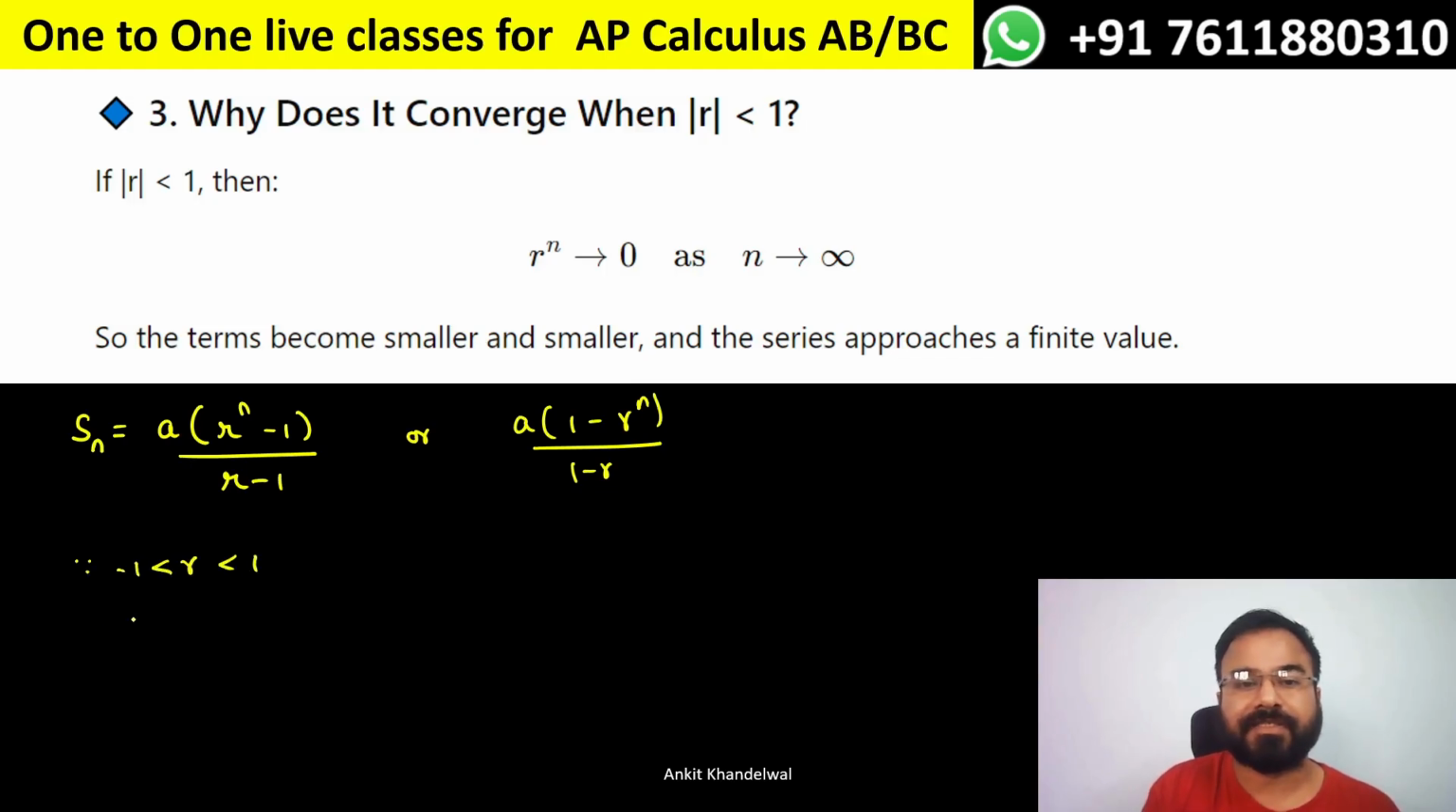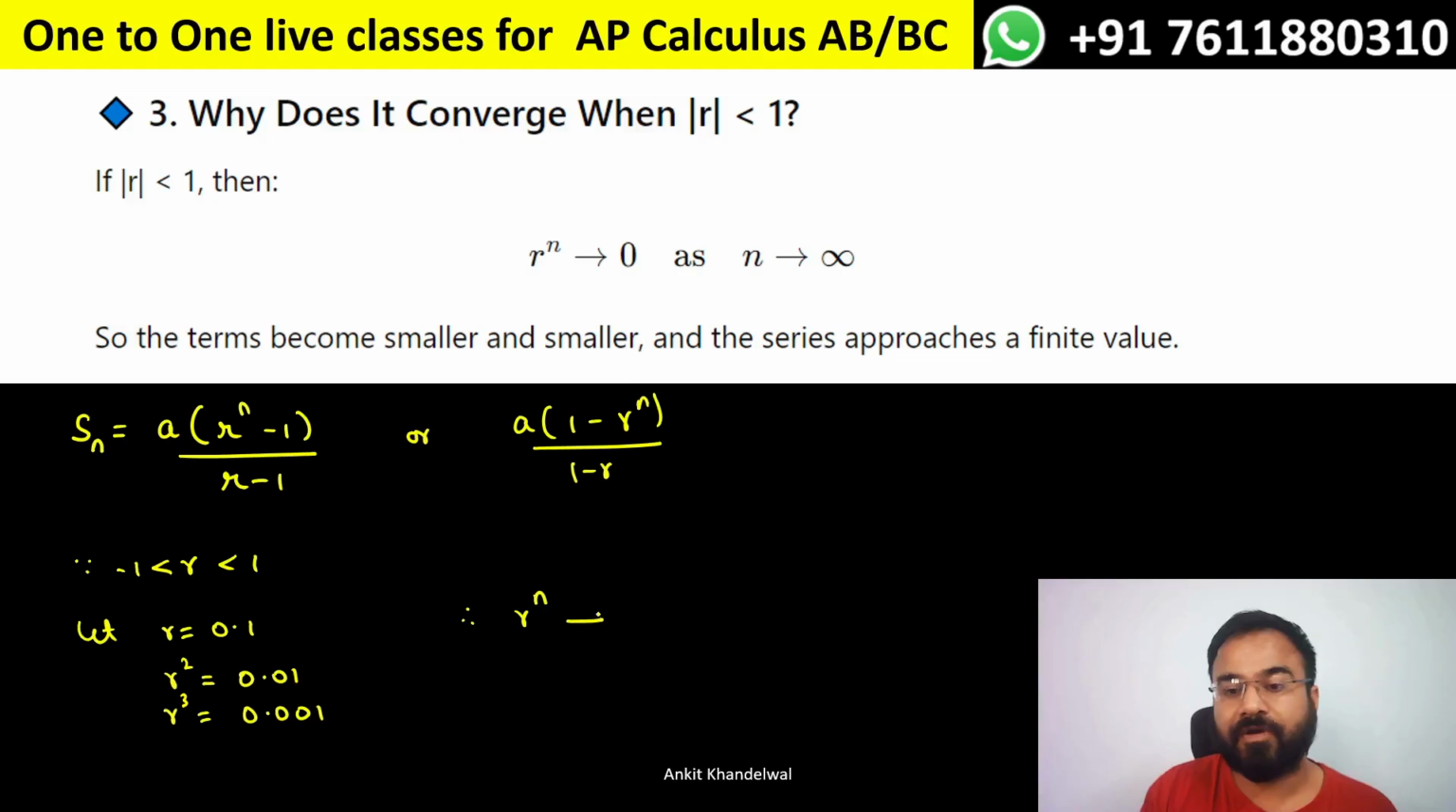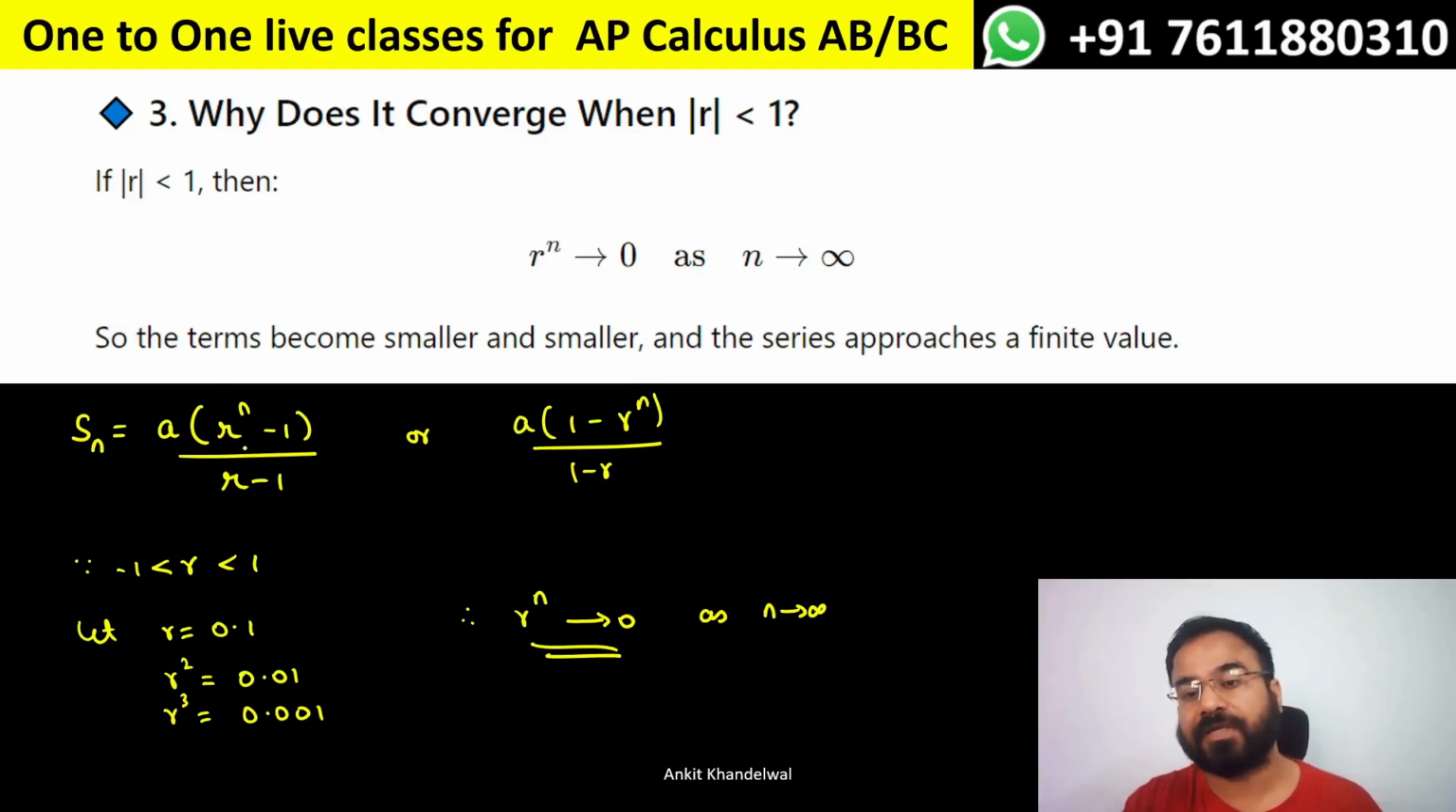So if r is between minus 1 and 1, let us say r is 0.1. What will happen to r power 2? It's 0.01. If I say r power 3, it's 0.001. So you can see as we increase the power of r, the value becomes smaller and smaller. Therefore r to the power of n will go towards 0 as n goes toward infinity. So the terms keep getting smaller and smaller, and that's why the series approaches a finite value.